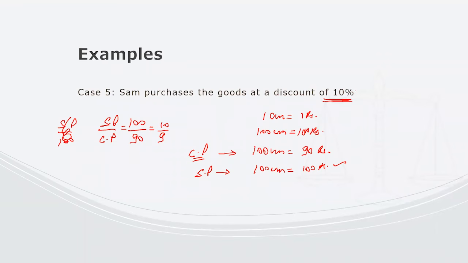Now over here, intuition was what? It is a 10% profit. And what is it turning out to be? It is turning out to be 11.11% profit in this case, because he has purchased it at a discount of 10%, right? So once again, our intuition is falling flat over here, right?